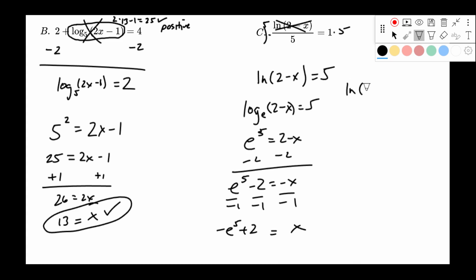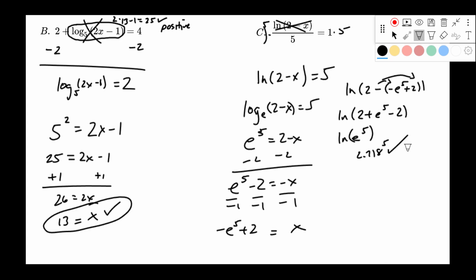So that's ln of 2 minus (negative e to the 5th plus 2). I got to make sure this thing's a positive. I'm going to distribute the negative. Gives me natural log of 2 plus e to the 5th minus 2. 2 minus 2 is 0. It gives me ln e to the 5th. So e to the 5th, that's a positive number, 2.718 to the 5th power. That's positive. So then this answer checks. It's a good answer, and we'll take it.